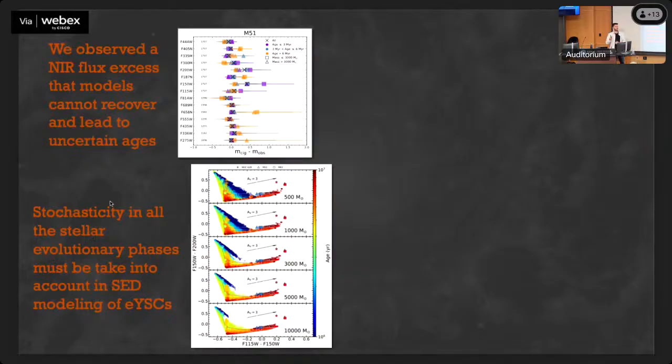We have no constraint on that, and the model cannot reproduce our SED so far. And this leads, for example, to uncertain ages. We cannot really rely on cluster age for a single cluster. But we have demonstrated that if we consider stochasticity in all the evolutionary phases, and also other processes like PMS stars, but also models, this must be taken into account when we want to model the SED of very young star clusters.